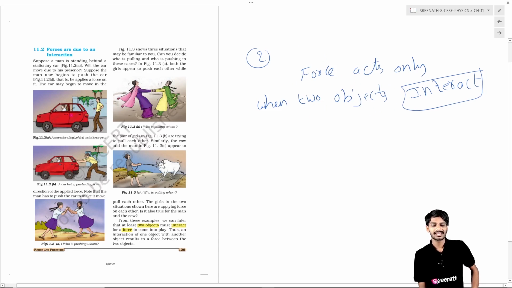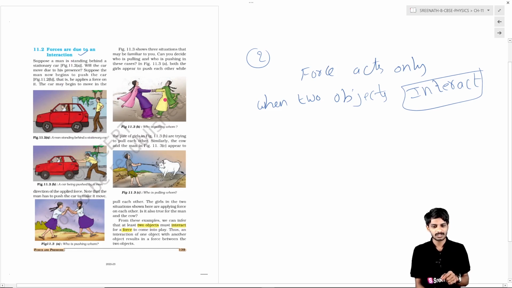Here there is no interaction between the car and the man, but here there is an interaction between the car and the man. So here pushing is done, here force is applied. Here no pushing is there, no force is applied. So what we can understand is that, in order to observe force, we must need an interaction. Without interaction, there is no force. What is that? Without interaction, there is no force. So forces are due to an interaction. Whenever there is an interaction, there is force.